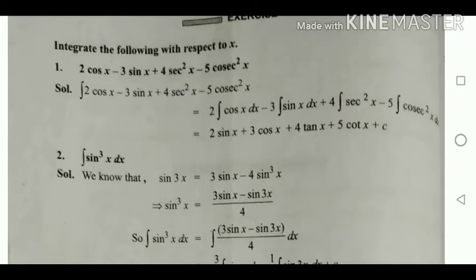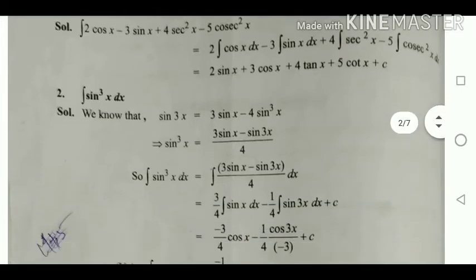Okay. So this is the way you have to arrive at the answer. If you know the trigonometry formulas for integration, it is very easy to arrive at the answer. Okay. Now the next one, integration of secant cube x.